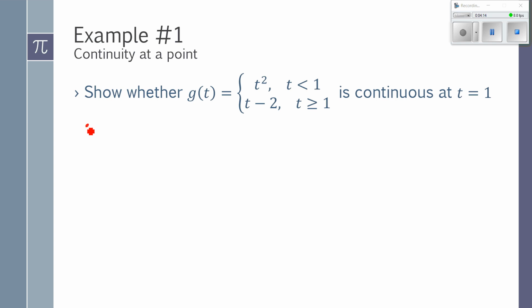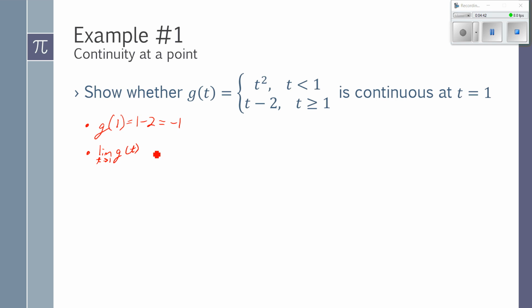So the first thing I'm going to do is see if my function g exists when I plug 1 in for t. If t is equal to 1, that means I use the second piece. So I have 1 minus 2. That's negative 1. So that's good so far. I get a value for g of 1. Next, I need the two-sided limit as t approaches 1 of g of t.